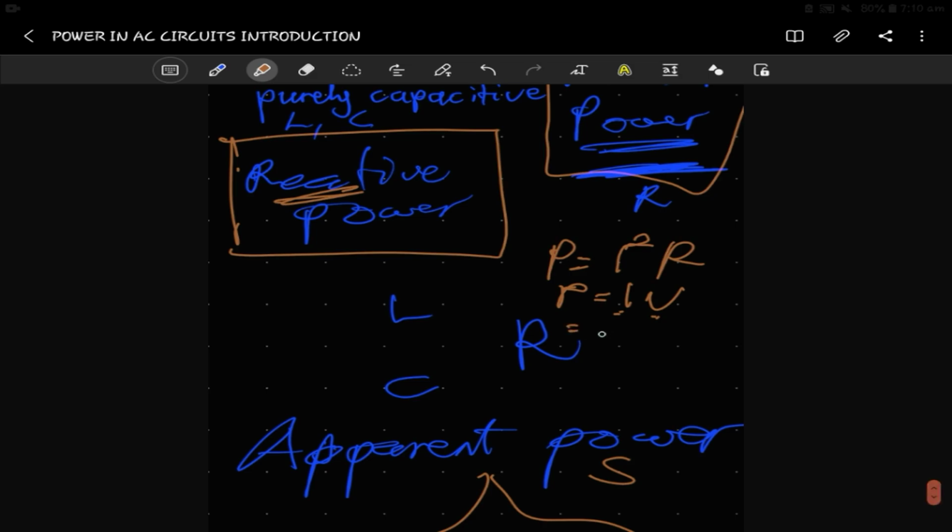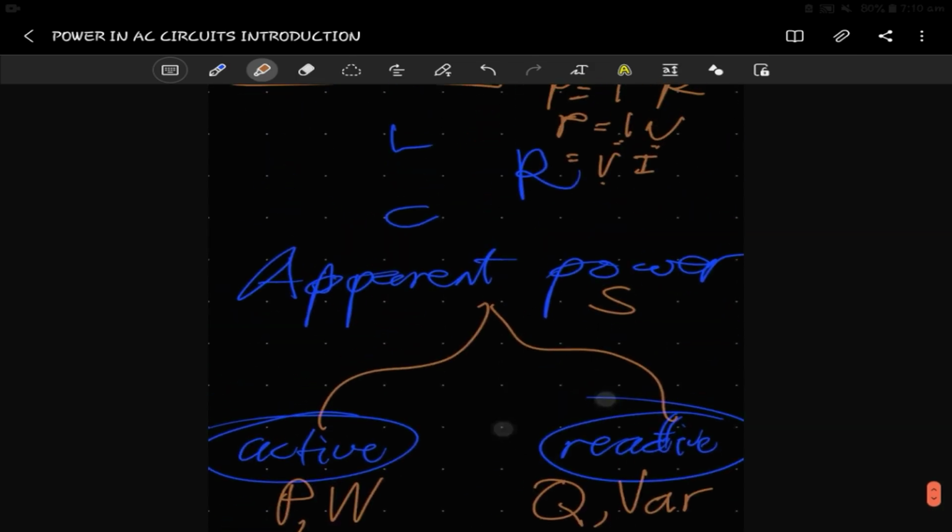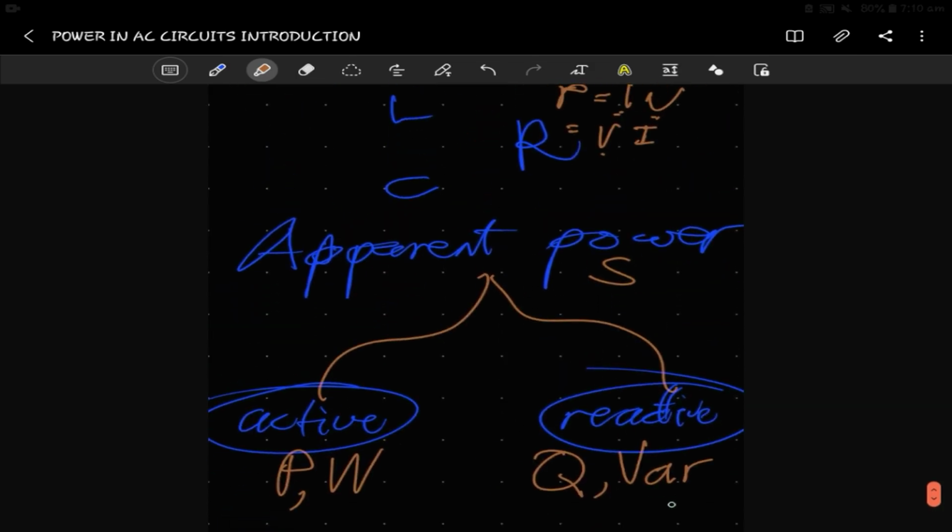Which is the same as P equals VI. So we have volts and we have amperes. The unit that we give for this particular reactive power is volt-amperes, but of the reactive kind. It is still volt-amperes, but we give it a particular name: volt-amperes reactive. If it's plural, more than one, we just add an S. So that's VAR.